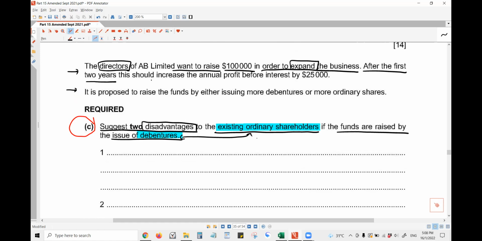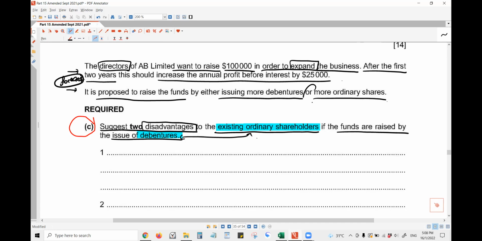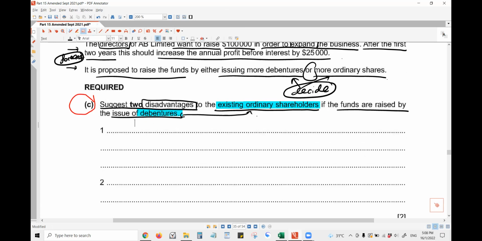After the first 2 years, it should increase the annual profit before interest by 25,000. This is something that is like a forecast, okay? They forecast that in the next 2 years, they will get some profit for the year. They propose to raise the funds, suggesting either issuing more debentures or more ordinary shares. So they are trying to decide whether they should sell more ordinary shares or get a debenture, borrow money. So what to write? Let's write together. Disadvantages, you write.